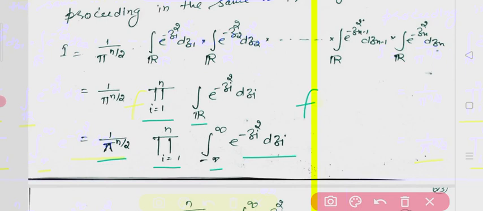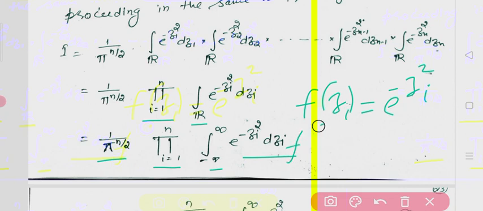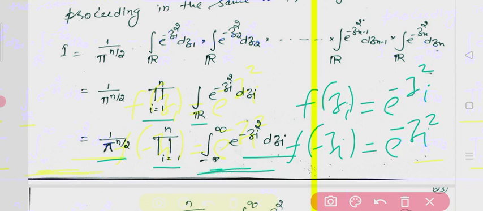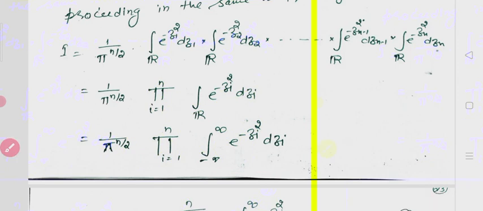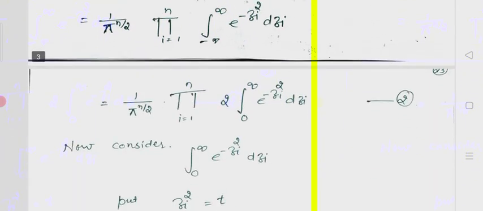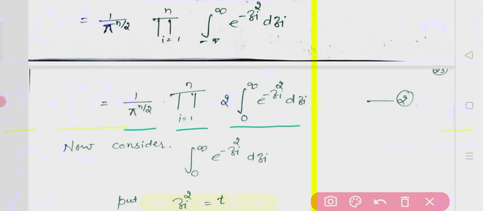But here f of zi is e raised to power minus zi square. So if I take f of minus zi, that will also be the same, e raised to power minus zi square, okay? So f of minus zi will be equal to f of zi. So you say that the integral from minus a to a can be written as 2 times the integral from 0 to a, right? So this integral can be written like this, 2 times the integral from 0 to infinity of e raised to power minus zi square dzi. Now let me solve this integral first.